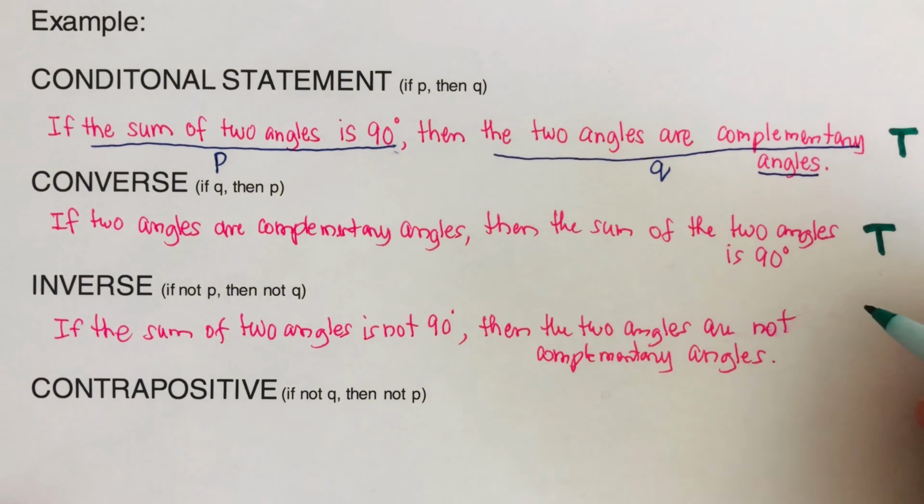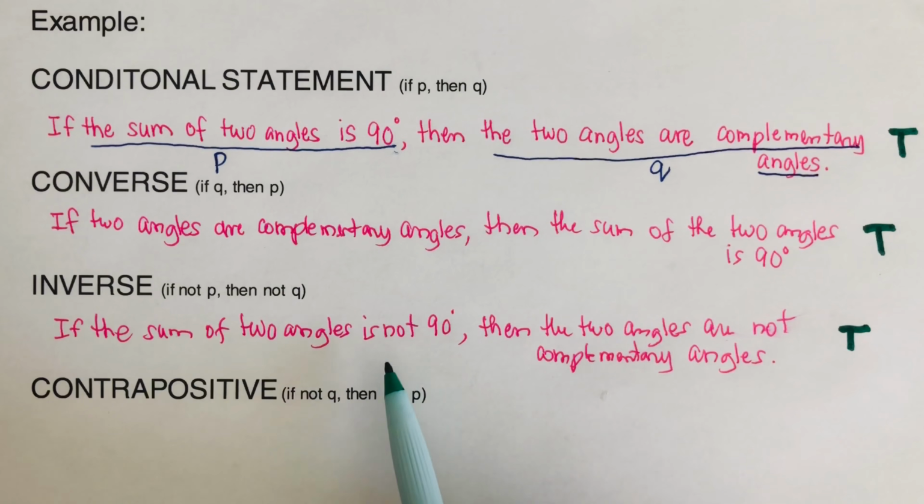This statement is true. So if the sum of the two angles is not 90, so let's say it's 80, then the two angles are not complementary angles, and that is true. They're not complementary because they don't sum up to 90. So that is true right there.